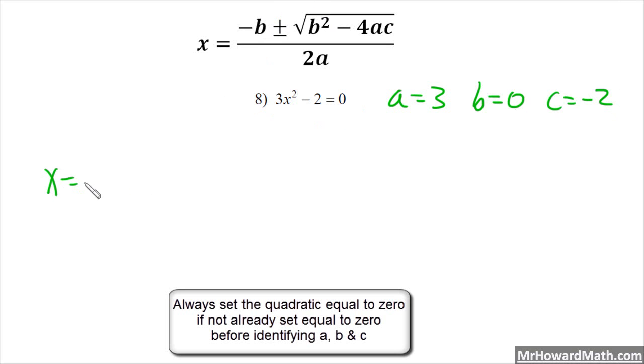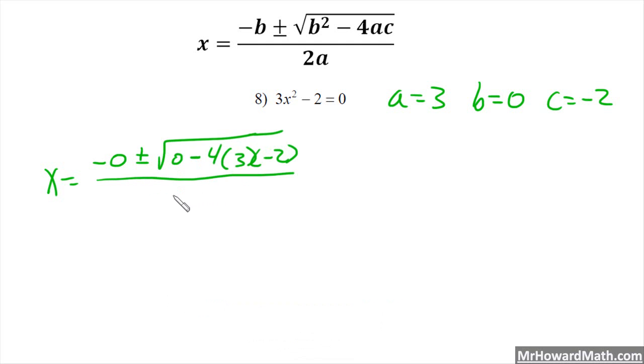So x equals negative 0 plus or minus square root of b squared, which would be 0 squared, or just 0. Subtract 4 times a, which is 3, times c, which is negative 2. Technically, you don't have to write the zeros there. We're just doing it because we're new at all of this. So I'm going to drop the zeros now, plus or minus square root of, right here we have negative 4 times 3 times negative 2. So these two right here give me negative 12 times negative 2, positive 24, all over 6.